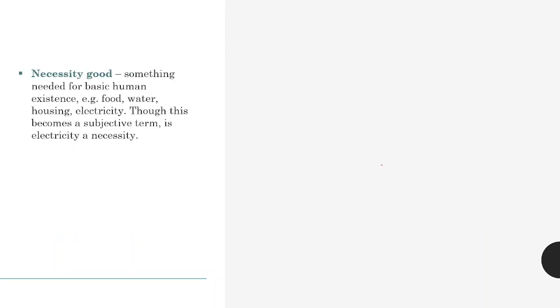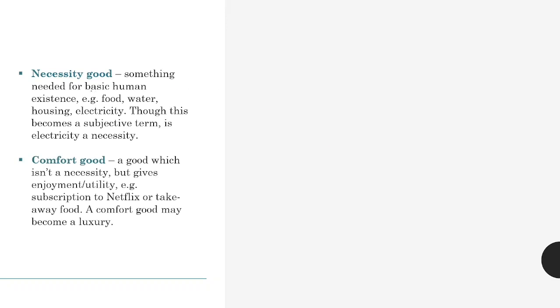Now comes necessity goods and comfort goods. Necessary goods are goods which are needed for basic human existence, like roti, kapda, makan. Electricity now also comes in necessary goods, okay? But necessity is a subjective term. For example, airplane tickets are a luxury for common people, like middle class people, but it is a necessity for rich businessmen who have to travel day to day. Now, comfort goods are goods which are not a necessity but give enjoyment or increase your utility. For example, under comfort come a Netflix subscription or your Zomato delivery. All these are comfort. So a comfort may become a luxury.